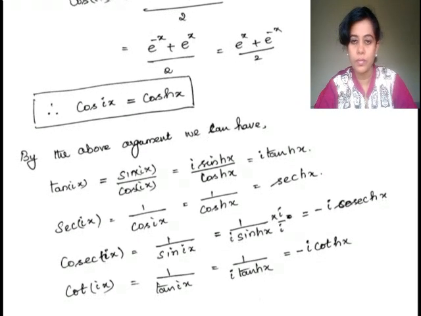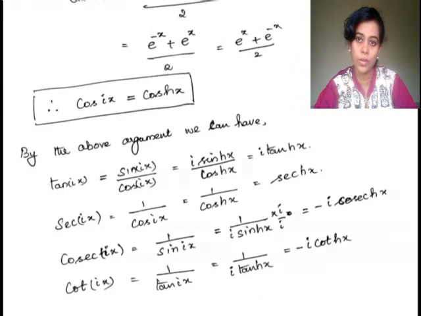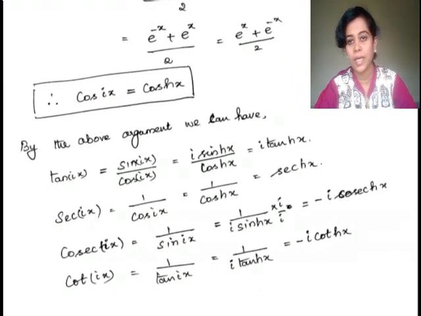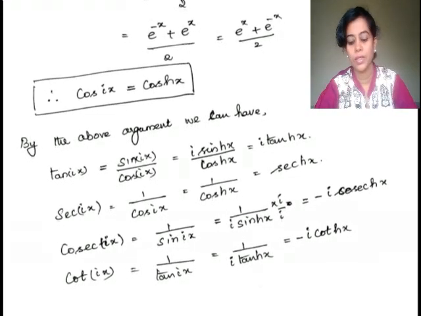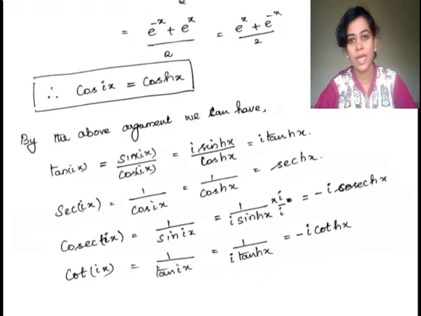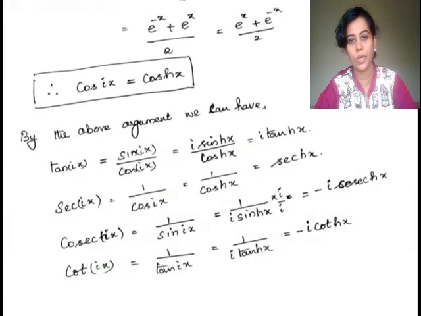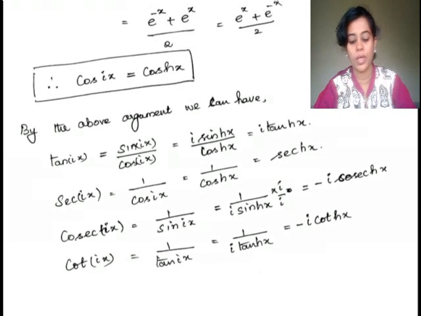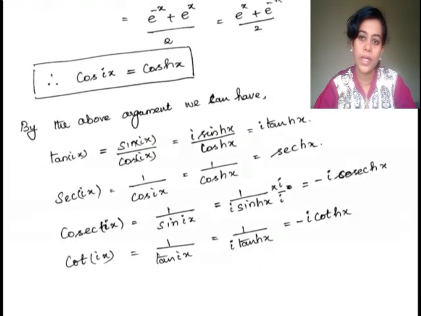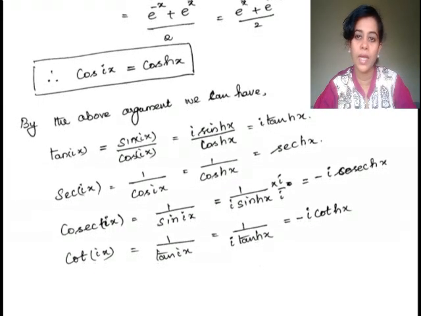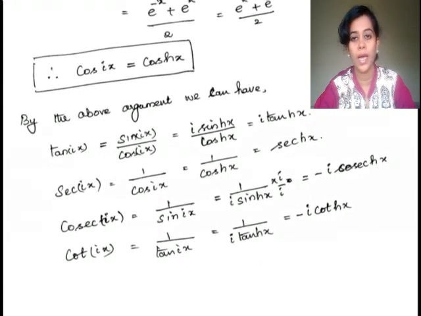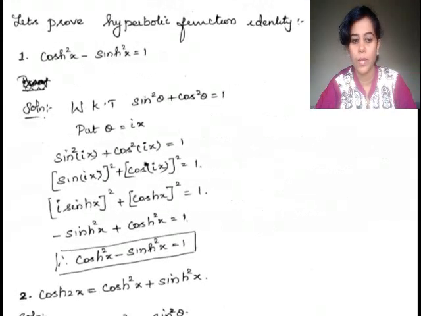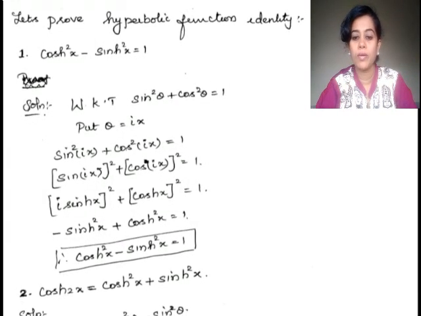Is it clear? Now similarly cot ix is equal to the reciprocal of tan ix, that is 1 by tan ix. tan ix is equal to i tanh x. So that can be written as minus i coth x, because 1 by i we can write as minus i. So minus i coth x. So these are the relationships between the circular and the hyperbolic functions for all the ratios. Let us prove hyperbolic function identities.